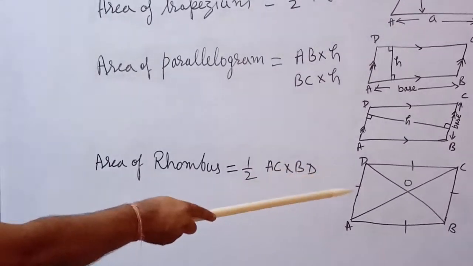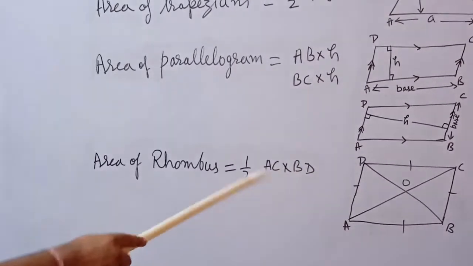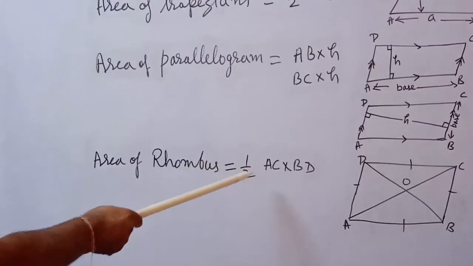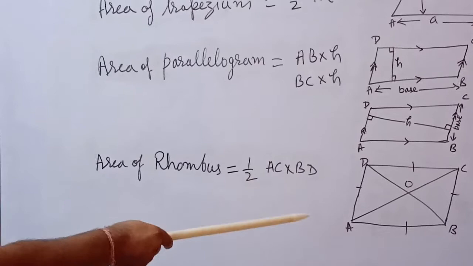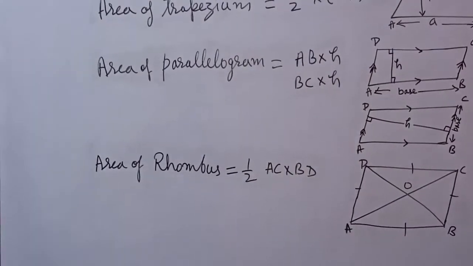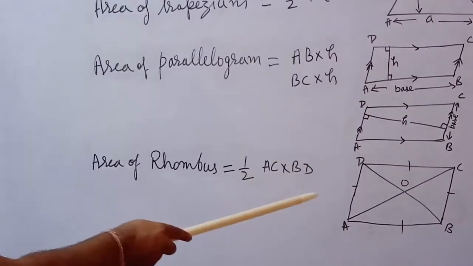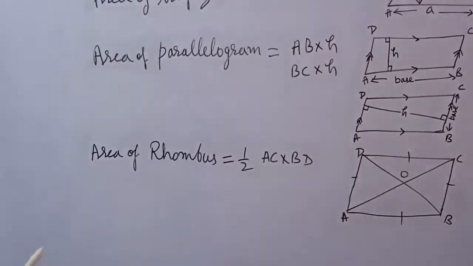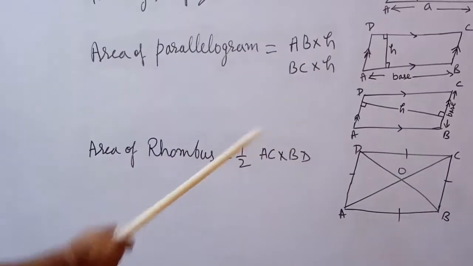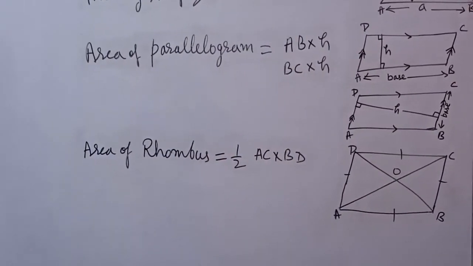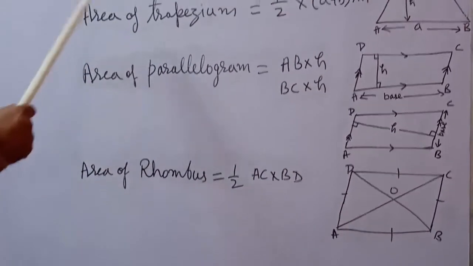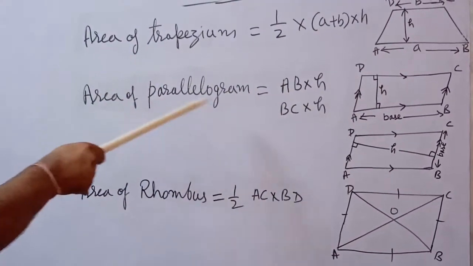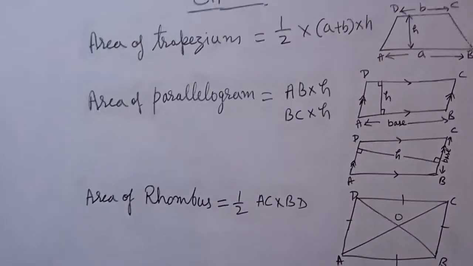Now we will find out how to find the area of a rhombus. A rhombus is a figure in which all sides are not only parallel but also equal. So how will you find its area? 1 upon 2 into AC into BD. AC is the diagonal of the rhombus. The diagonals of the rhombus multiplied together and divided by 2 will give the area of the rhombus. So with these three formulae, we will get the areas of these three figures: trapezium, parallelogram and rhombus.